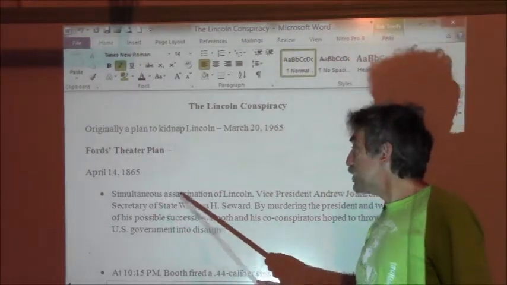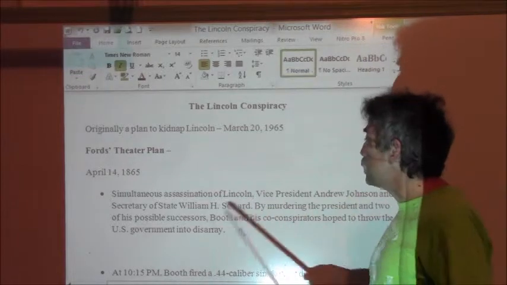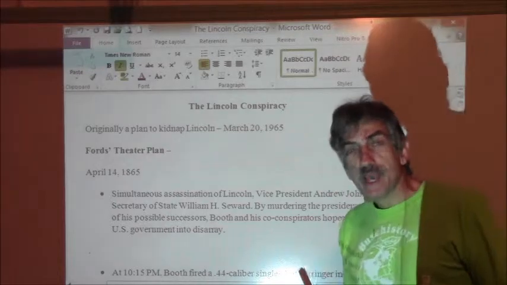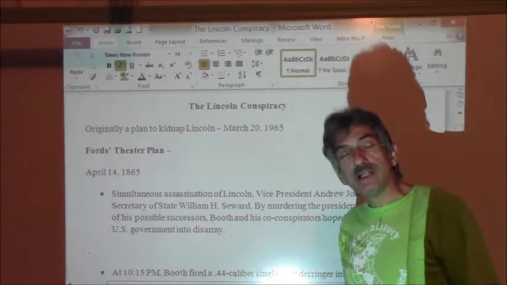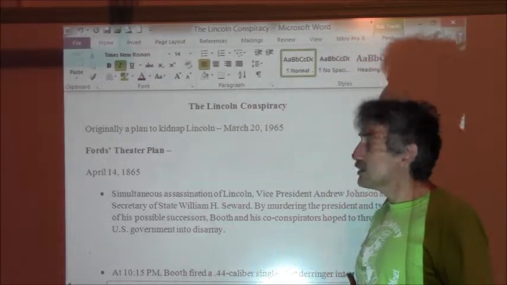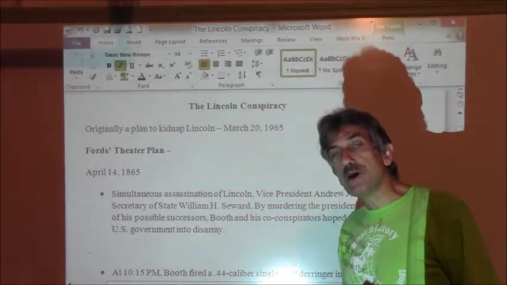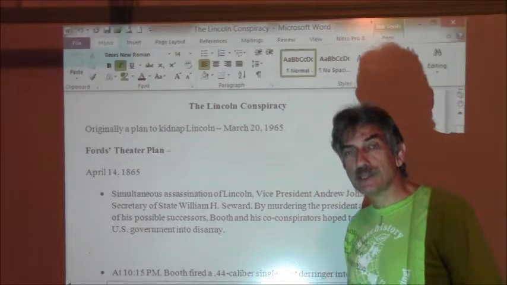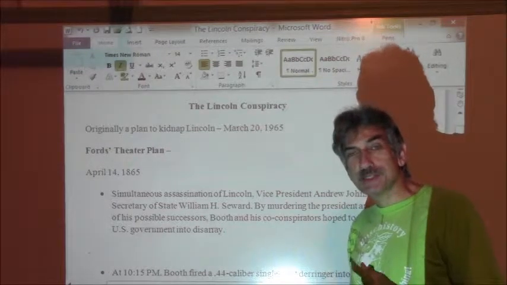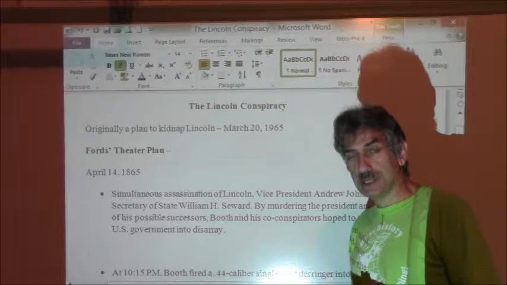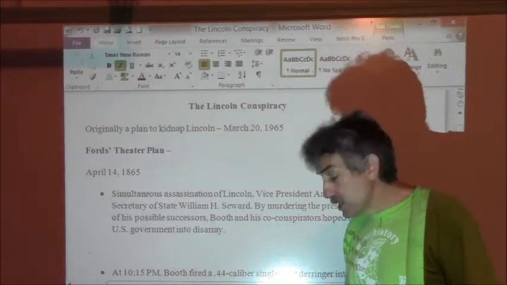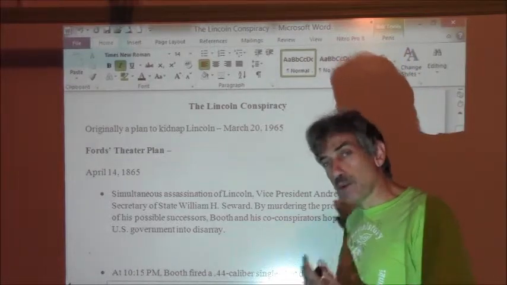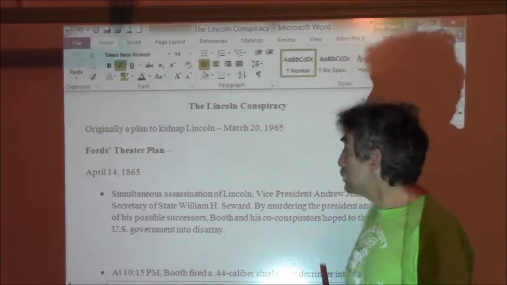The simultaneous assassination of Lincoln, Vice President Andrew Johnson, and Secretary of State William Henry Seward was planned. The idea was, let's take out the President, the Vice President, and the Secretary of State. That is the line of succession to the presidency of the United States. If the President is killed, the Vice President becomes President. If the Vice President and the President are killed, the Secretary of State becomes President. So the idea was to throw the Union government into chaos. That was the idea behind killing these three guys.